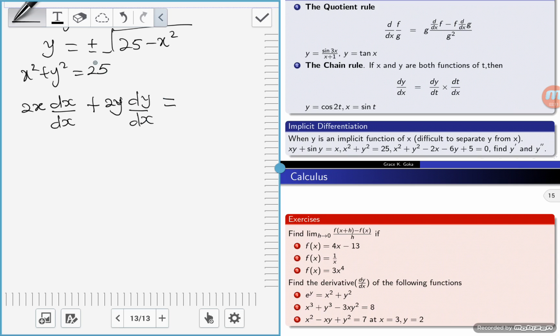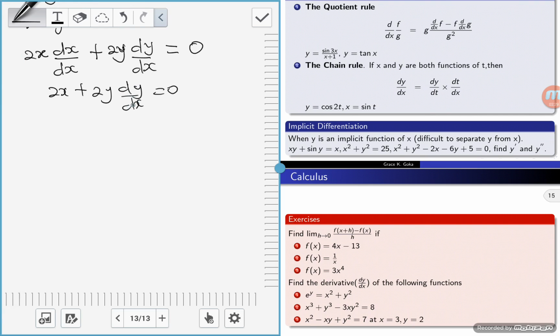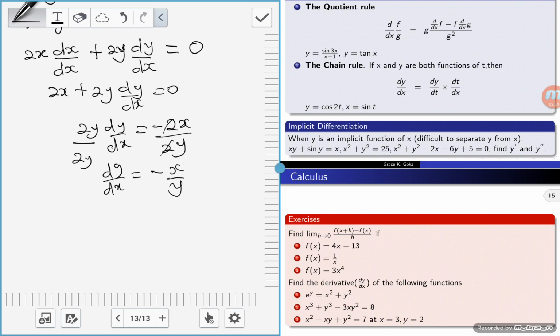And this is equal to, if you differentiate a constant, it's always equal to 0. Okay, dx/dx is equal to 1. 1 times 2x is 2x plus 2y dy/dx, and this is equal to 0. Okay, but we are looking for dy/dx, so it means we need to make dy/dx the subject. So we have 2y dy/dx is equal to, you take the 2x to the other side and you get negative 2x. Divide both sides by 2y to get dy/dx is equal to negative, the 2 crosses out the 2 and you have negative x over y.